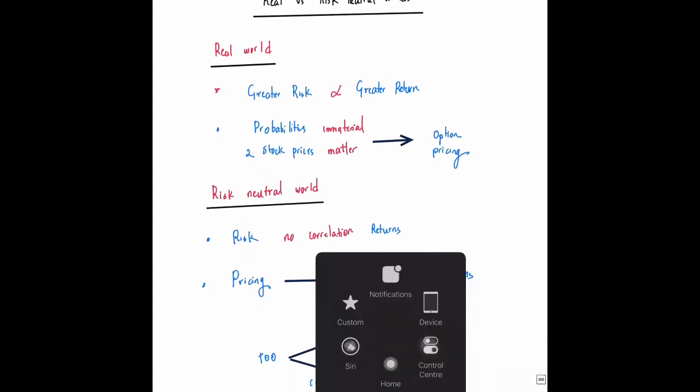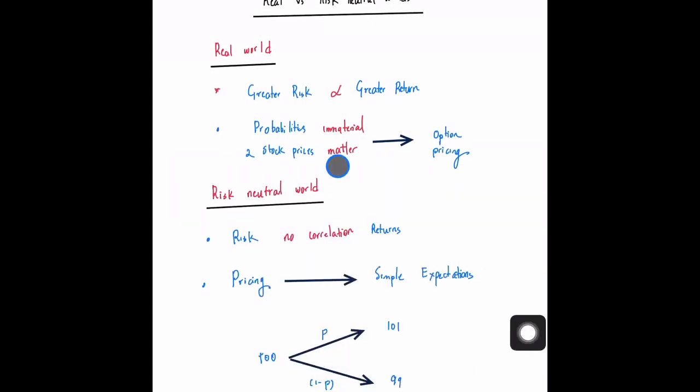Now there is another conception over here. The conception is the following. The approach towards evaluating the stock, the option value, in this binomial model, is like two different worlds that you could basically use. In the real world, the greater risk you take, the greater return you will get. I had also shown you the graph before.